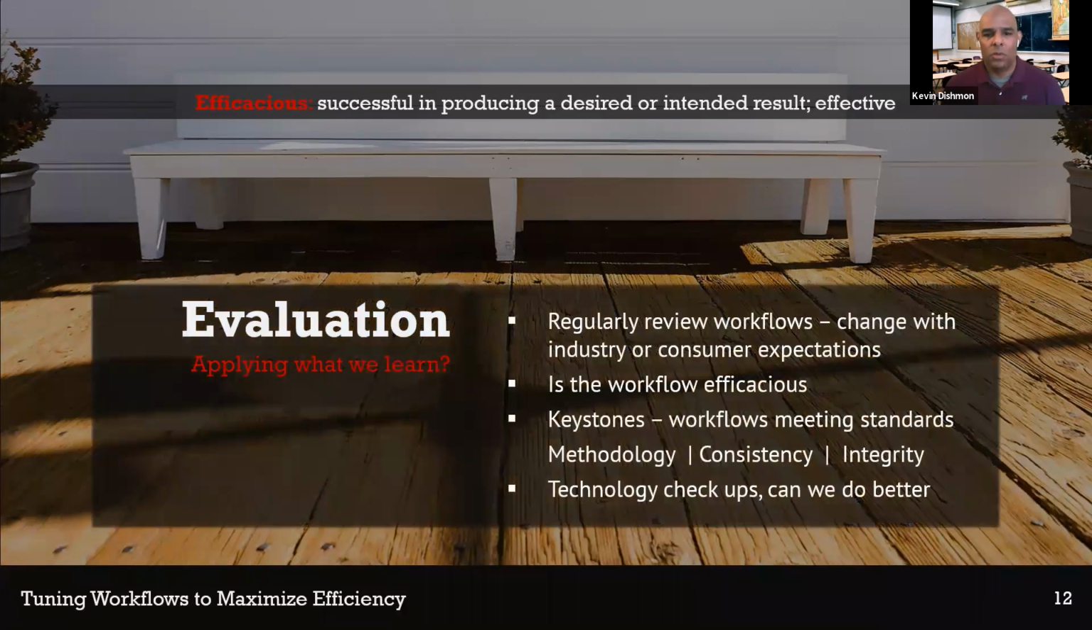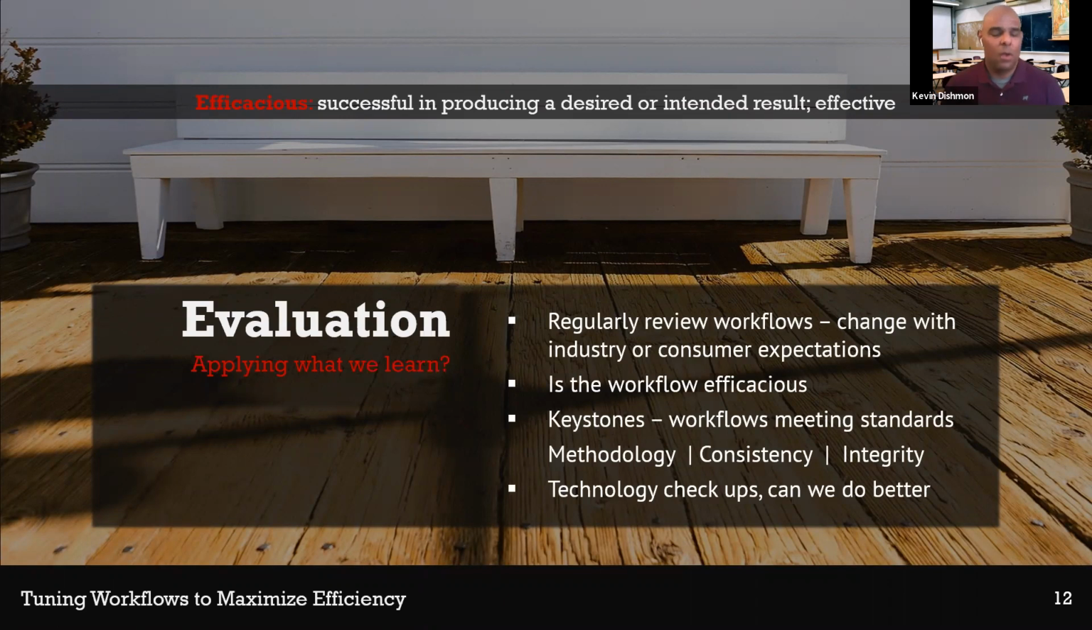So when we talk about evaluation, which is an extension of our feedback, are we applying what we learned? We have regular review of workflows. We're continuously looking at them. We just don't throw them out there into the manosphere and then hope they figure themselves out. We've got to pull them back every now and again and revisit them. Is the workflow efficacious? Is it effective? If it's not effective, get rid of it.